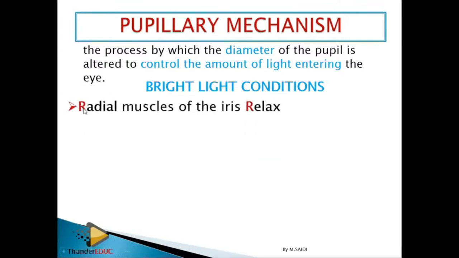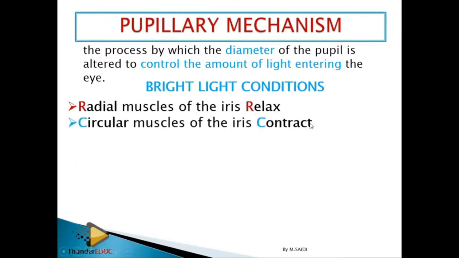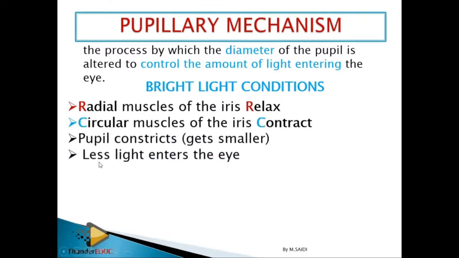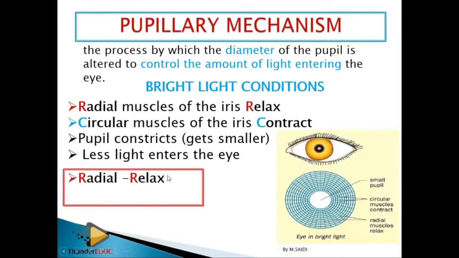During bright light, the radial muscles of the iris relax, and then the circular muscles of the iris contract. When they contract, the pupil constricts. It means that it gets smaller and then less light enters the eye. How do we explain this? Why are these ones in different color? I can say that R goes with R, C goes with C. R, which is radial, goes with relax, and C, which is circular, goes with contract. Radial muscles relax, and then circular muscles contract. Simple. If they contract, then less light enters the eye. That's what we need from there.